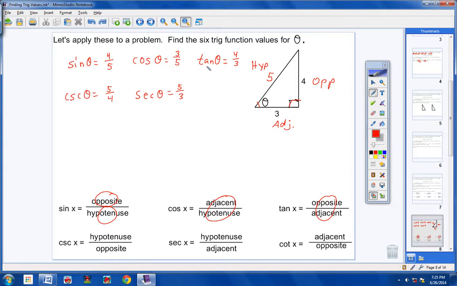And if the tangent of theta is 4/3, we know that cotangent is the inverse of tangent. And so if the tangent of theta is 4/3, then the cotangent of theta would be 3/4. Okay? 3/4. So there we go. Once you know the 3 lengths of the 3 sides of a right triangle, you can then find any of the 6 trig functions.